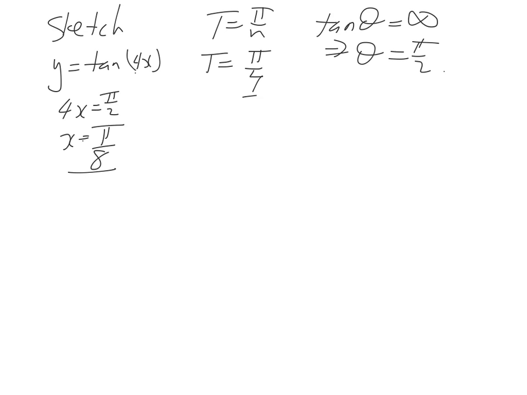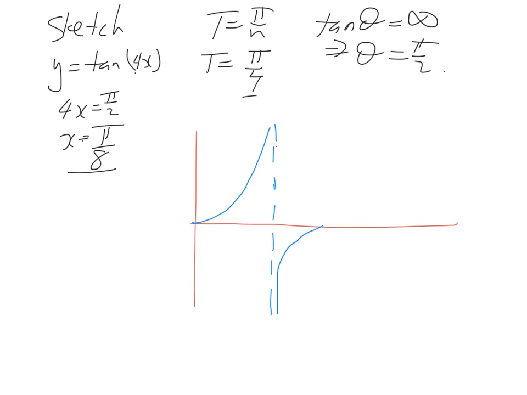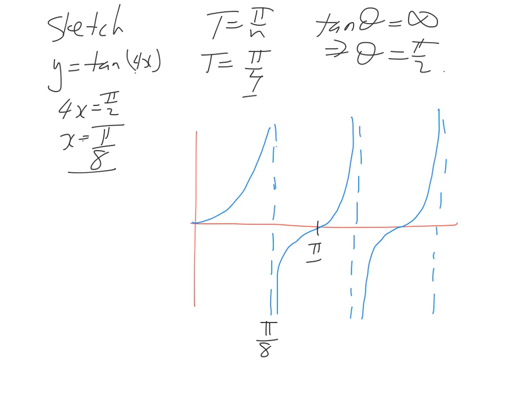So from there we put in our axes and we sketch away. Put in a dotted line for asymptote. Bit hard to draw on this, much easier on paper. So over here, we've got asymptote at pi over 8. We've got a period at pi over 4.